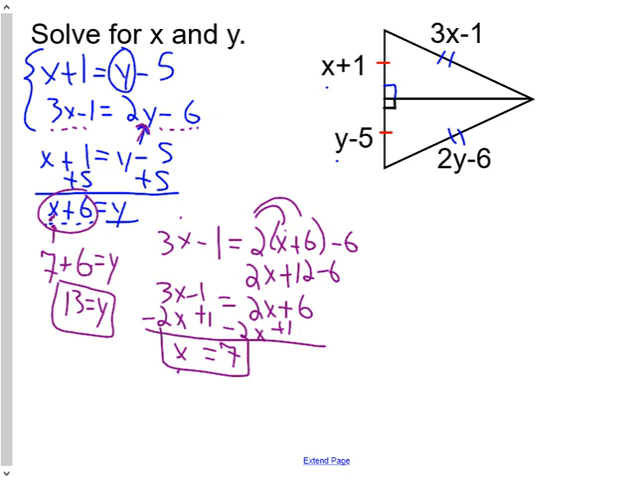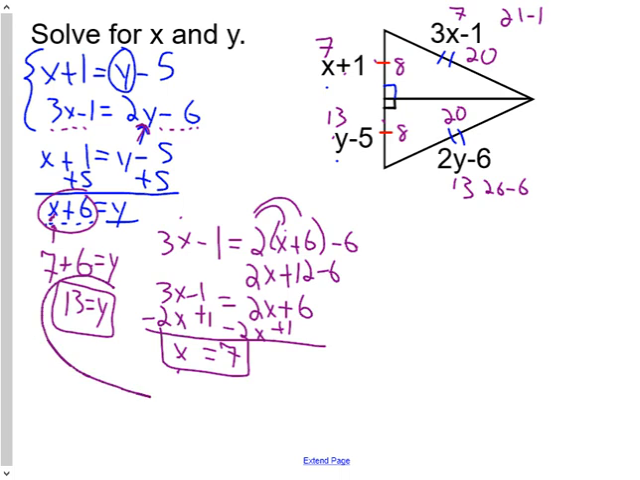So double check: plug in 7 for my x's, plug in 13 for my y's, to check that my answer still works. 7 plus 1 is 8. 13 minus 5 is 8, so those are still equal. That one worked. 21 minus 1 is 20. 26 minus 6 is also 20, so those also work. So my end answer was indeed x is 7 and y is 13.